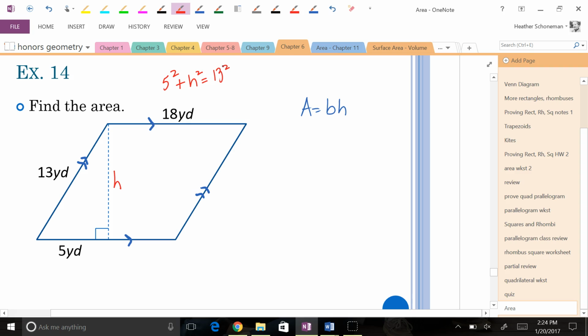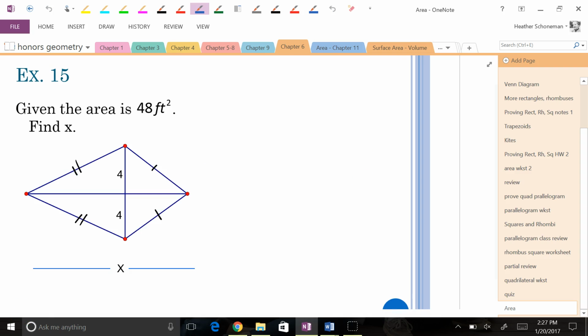So pause your video and figure out what the height is. The height comes out to be 12. So when I plug it in, this is going to be the base. Oh, remember the base, it's going to be the same as the top. So it's going to be 18 times the height, which we just figured out is 12. So we get 18 times 12, which is going to be 216, and then label it yards squared.